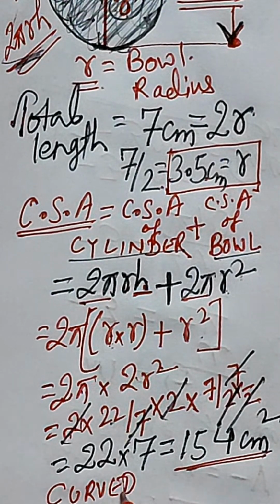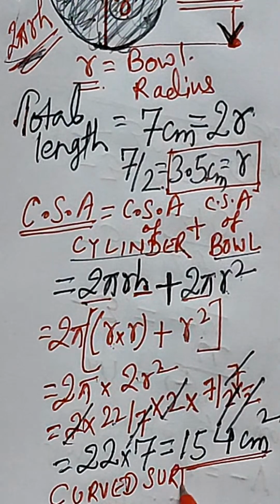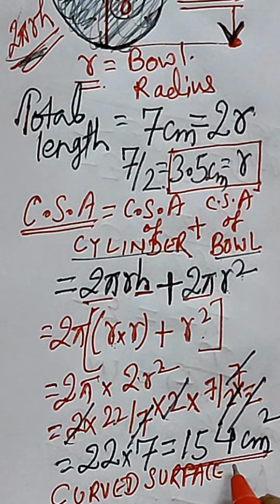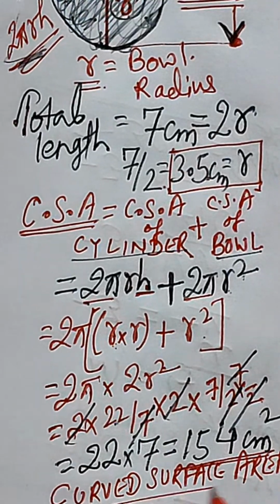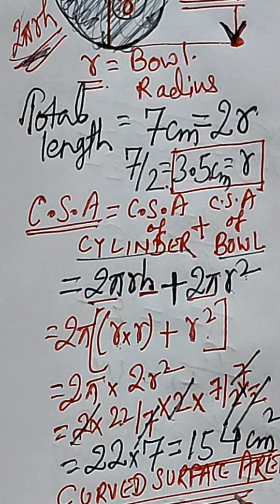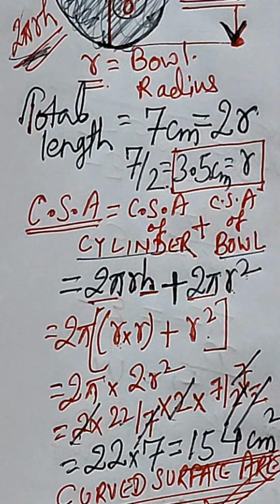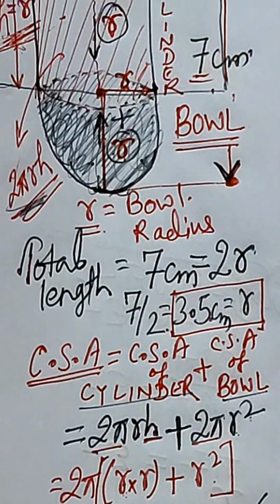154 centimeter square is the curved surface area, CSA, of this figure which is shown to you. And in this way we have solved this question.